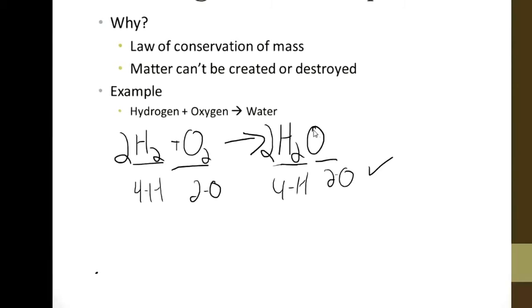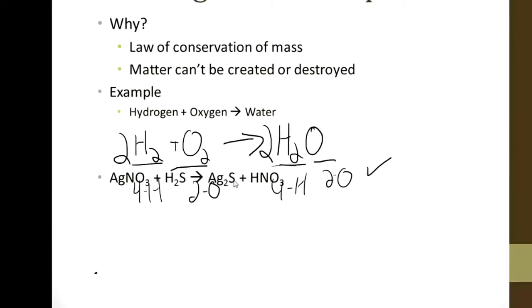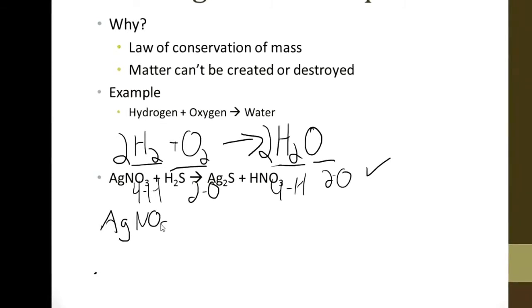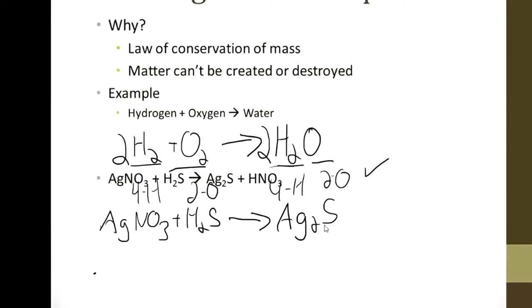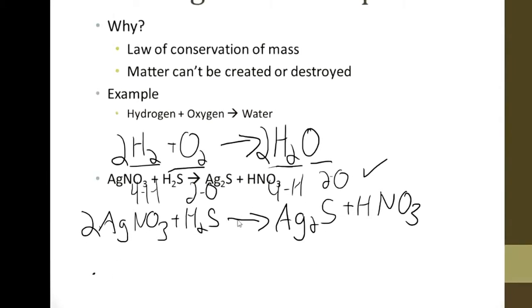All right, so another example. AgNO3 plus H2S yields Ag2S plus HNO3. I'm going to rewrite that just because my scribble got in the way. AgNO3 plus H2S yields Ag2S plus HNO3. Now if I look here, I have one silver here and two silvers here, so I'll need two of these. So now my silvers are good.